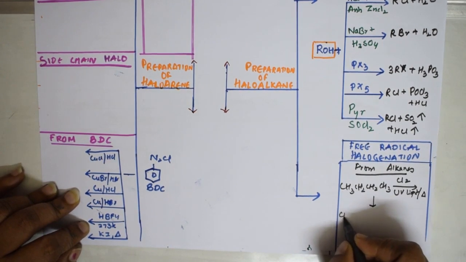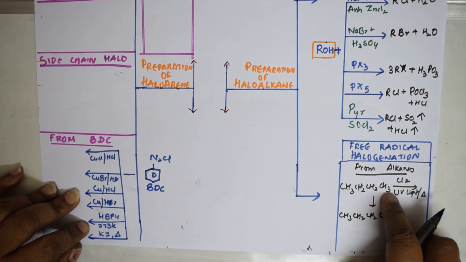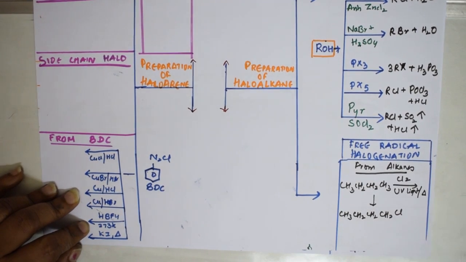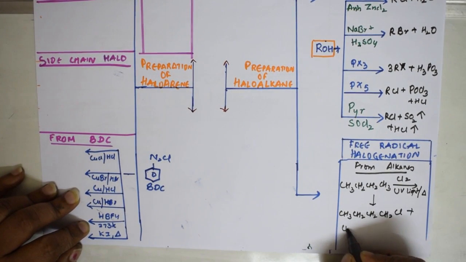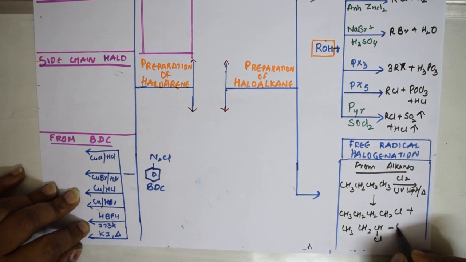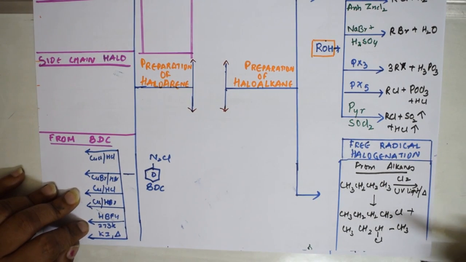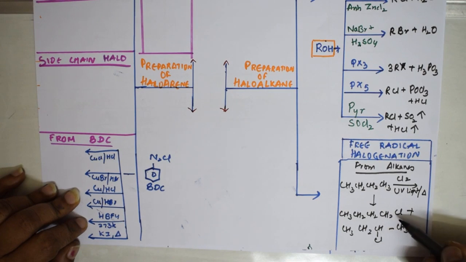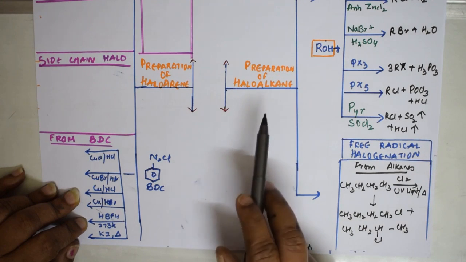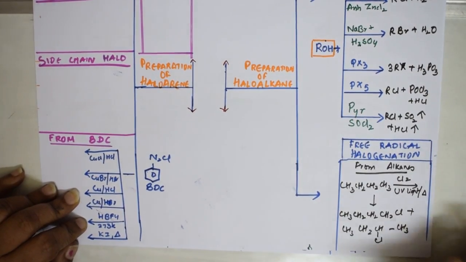In the first case, CH3, CH2, CH2, I'm taking out one hydrogen from here and replacing it with chlorine. One more product, CH3, CH2, CH, now this hydrogen is replaced. In that way, you will be halogenating. So this is how you are going to prepare or do the free radical halogenation of alkanes. I am going to get alkyl halides, 1-chlorobutane and 2-chlorobutane. So this is how it's prepared. So haloalkanes can be prepared from alcohols in this way, from alkanes in this way.